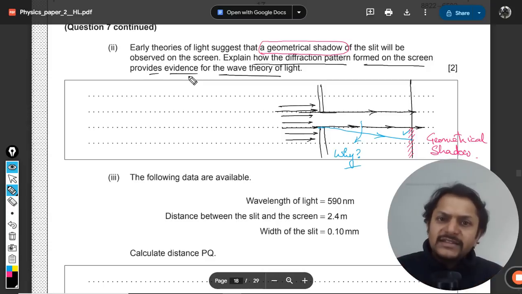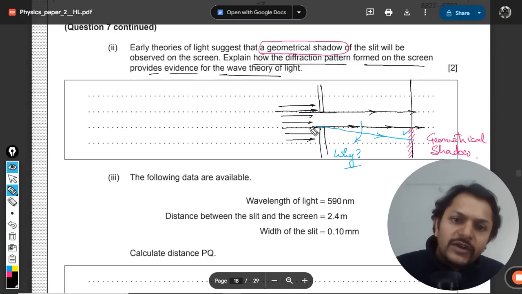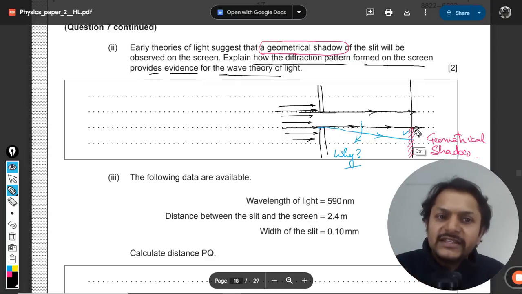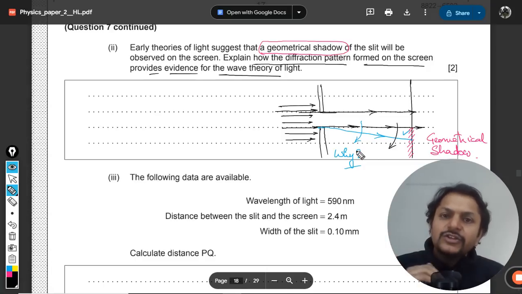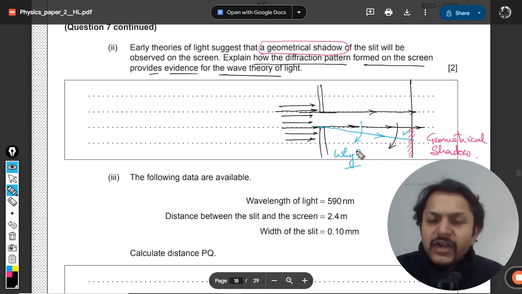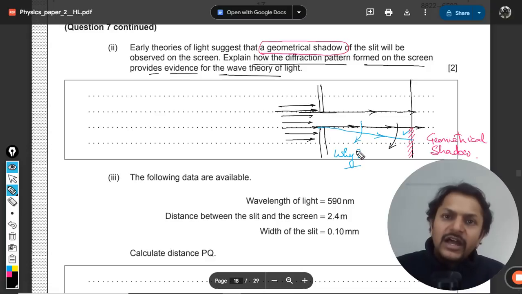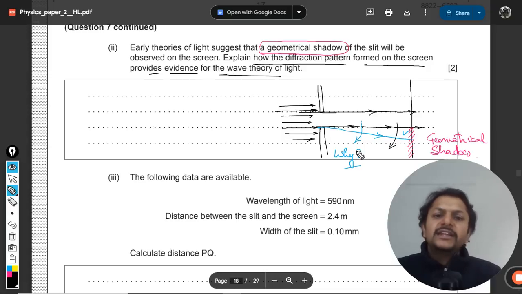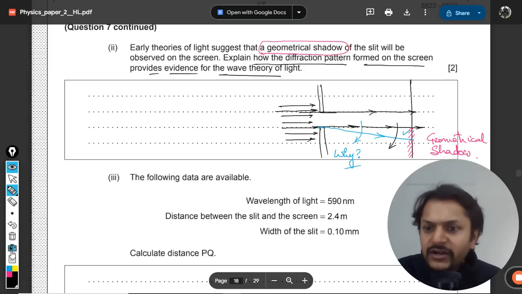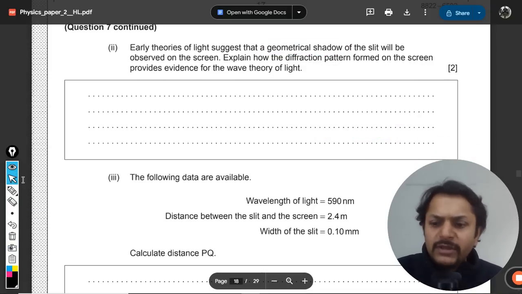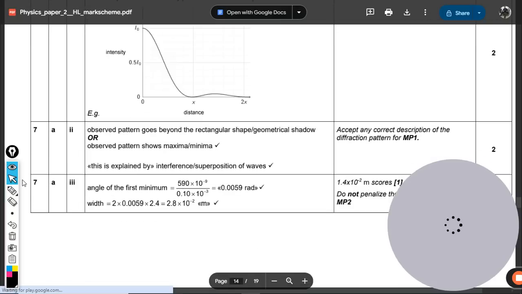And why is this a wave? Because it is bending. If it was a particle, it would move straight forward and hit this point, and there is no way in which it would be bending. So if it is bending, it has to be a wave, and this phenomenon can be explained only by interference, which uses the concept of the wave, and that you already know. We are using sine omega t and all that. So definitely it is a wave. This is what we can write here. Many types of answers can be given, but let us see the answer that they have given.